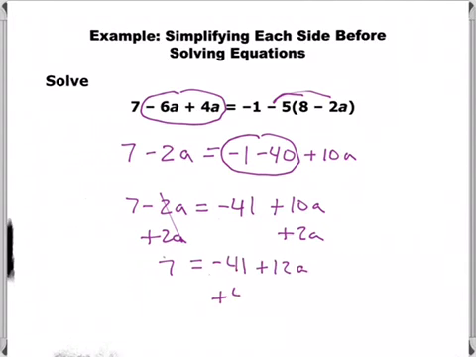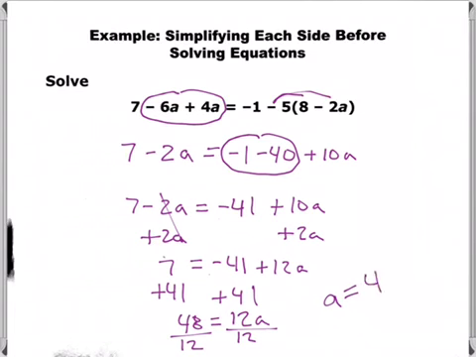Then I'll add 41 to both sides. And this gives me 48 equals 12a. The next step would be to divide by 12. And we should get a to equal 4.